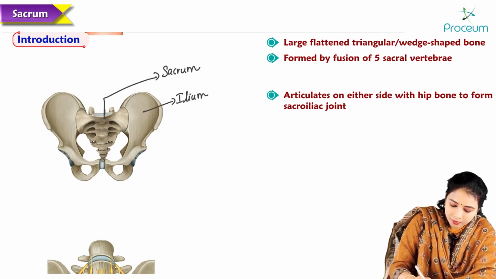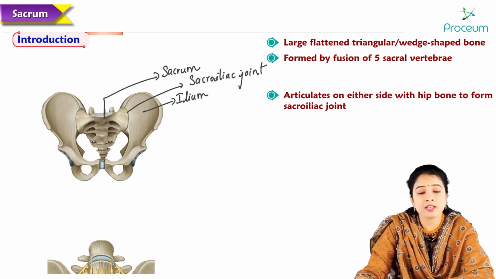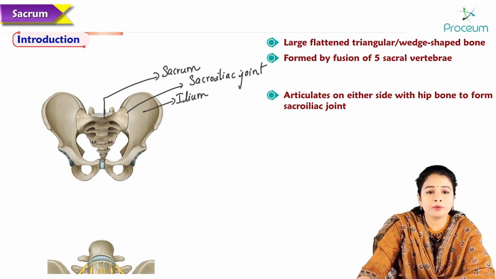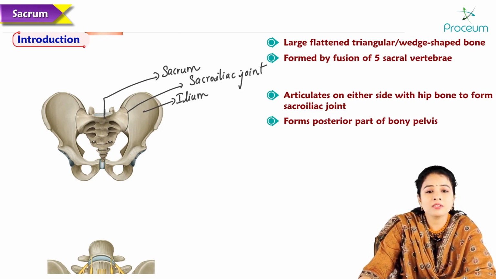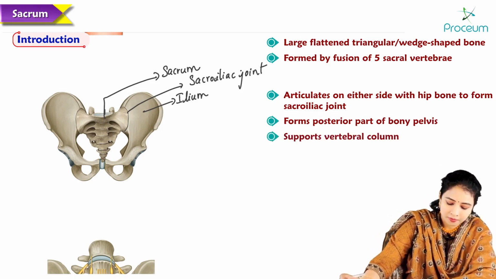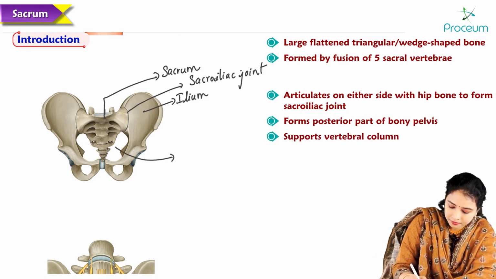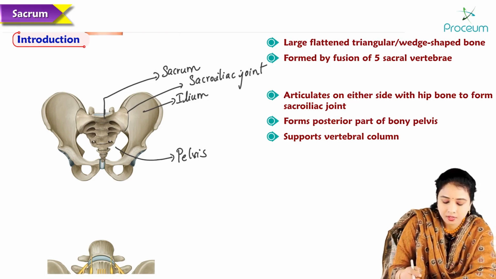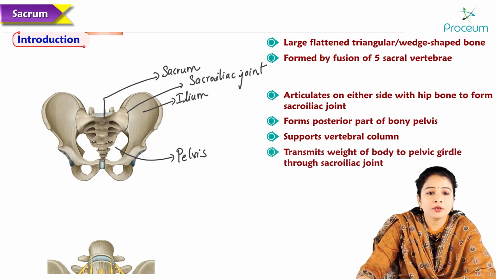This is the ilium of the hip bone. So here is the sacroiliac joint, where the sacrum articulates with the ilium of the hip bone. This sacrum forms the posterior part of the bony pelvis and supports the vertebral column. It transmits the weight of the body to the pelvic girdle through the sacroiliac joints.